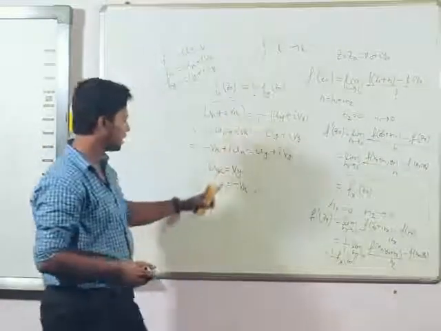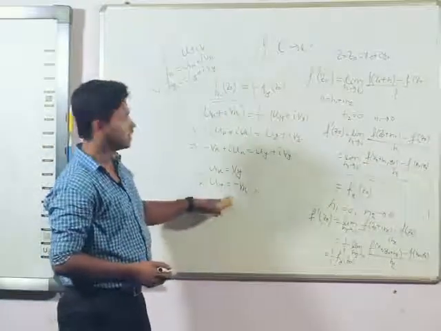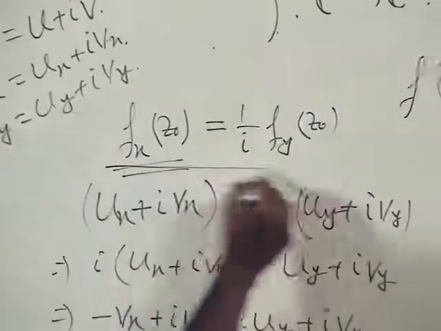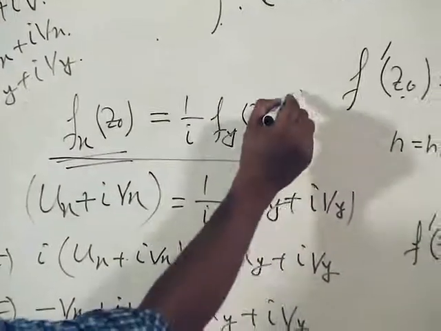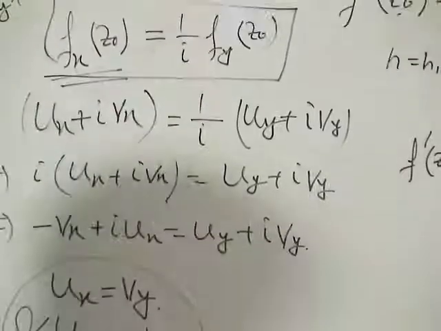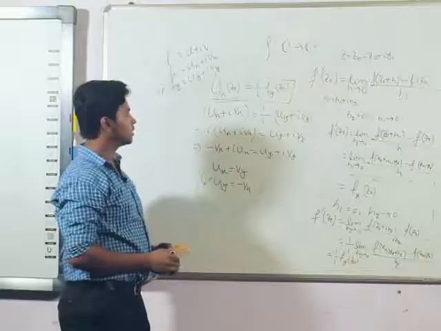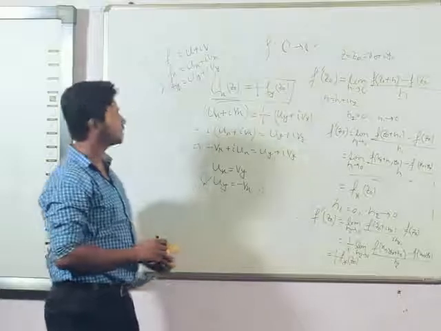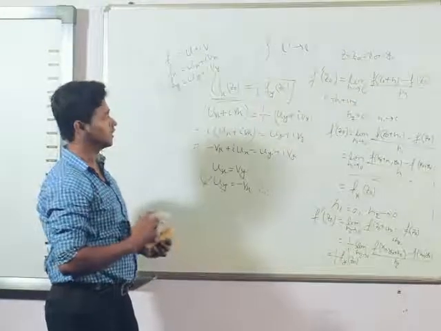u_x equal to v_y and u_y equal to minus v_x, it will be the same condition as f_x(z0) equals 1 by i f_y(z0). It is the necessary condition of differentiability of f at that point z0.